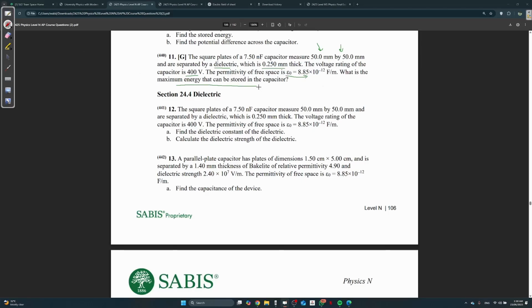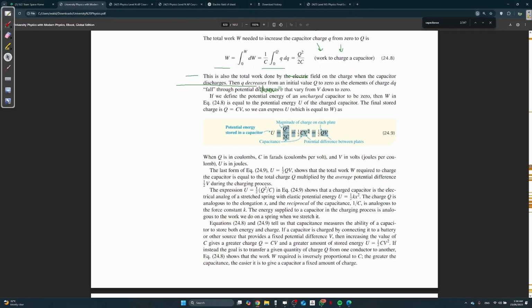Now, they want us to find U electric. How do we find it? What are our three formulas? Over here, Q squared over 2C, half CV squared, and half QV. Now, when we say half CV squared, C is just equal to Q over V. So when you substitute Q over V into here, the V squared cancels, so you get half QV. So that's actually how you get the third formula.